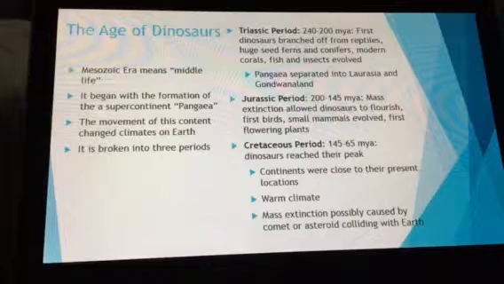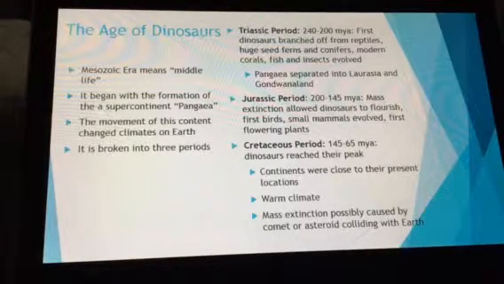So during the Cretaceous period, this is the peak of the dinosaurs. The continents were very close together. We had a super warm climate. However, we do know that we had a mass extinction at the end of this period, which ended the Mesozoic era. This mass extinction allowed for mammals and birds to become the dominant species during our next era.